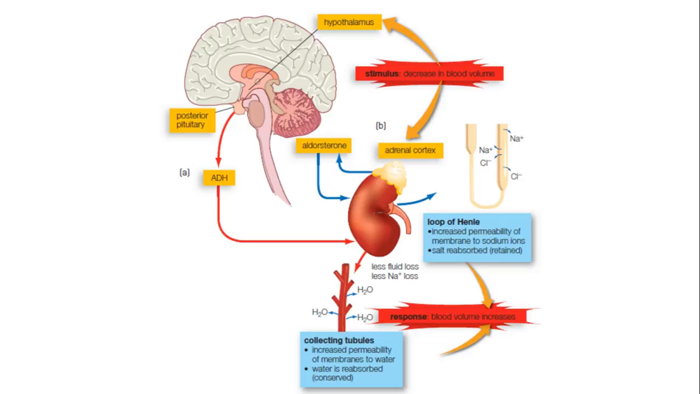So here we can see the pathway of secretion of ADH, and aldosterone. We can see that there's a stimulus, a decrease in blood volume here. That provides the information to the adrenal cortex and also to the hypothalamus. But also we can see down here an increase in blood volume. So we can see again that seesaw effect.